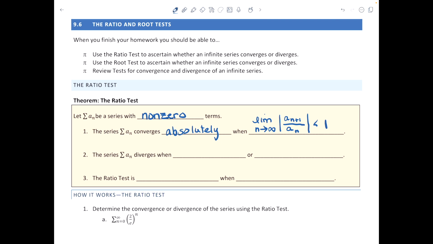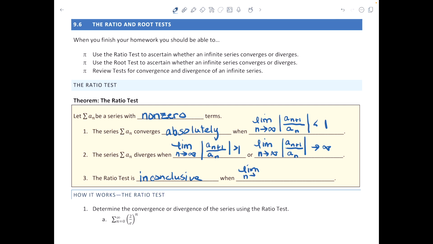Now the series summation a sub n diverges when that limit as n approaches infinity of the absolute value of the ratio of the n plus first term to the nth term is greater than 1, or when this limit goes to infinity. The ratio test, unfortunately, is inconclusive when this limit is exactly equal to 1 as n approaches infinity.